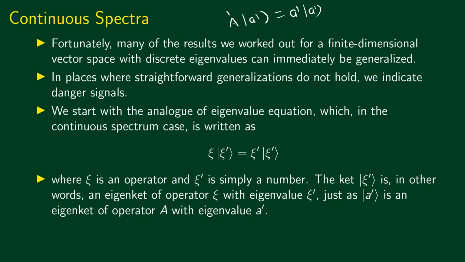So psi is an operator. Psi prime is a number. The ket psi prime is an eigenket of operator psi with eigenvalue psi prime, just as ket A prime is an eigenket of operator A with eigenvalue A prime. And again, we have used the same notation where we denote an eigenket with the corresponding eigenvalue. We are labeling the kets using eigenvalues.